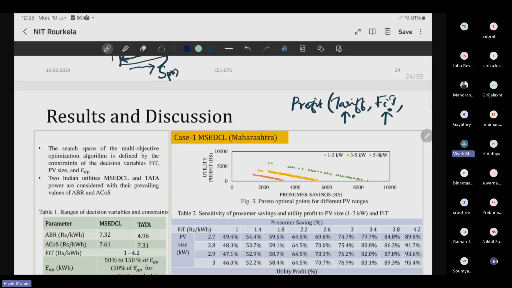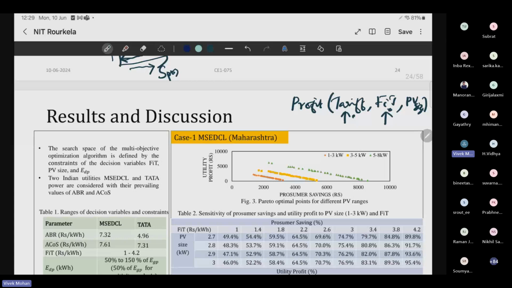Then what else could be there? It could be the PV size also. Because when prosumers install large capacity PV panels, profit of the utility will be affected because they are getting less money in the head of tariff, right? They are getting less money. So it will affect the profit of the utility.